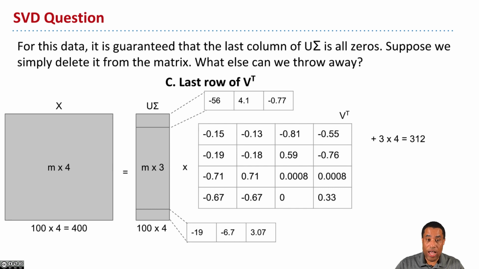And so now we have an M by 3 matrix that we're going to multiply by a 3 by 4 matrix, and that will allow us to reconstitute our original M by 4 matrix. And so now the amount of data that we're going to store is 300 values for the M by 3 and 12 values for the V transform. So a total of 312 instead of 400 values in our original data.